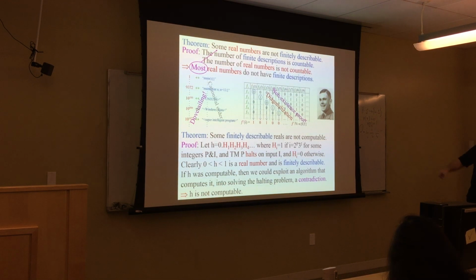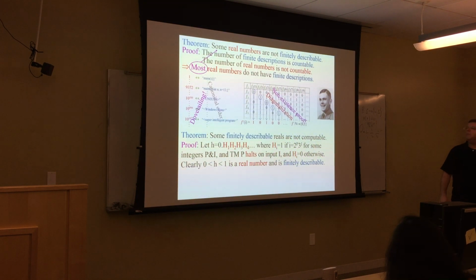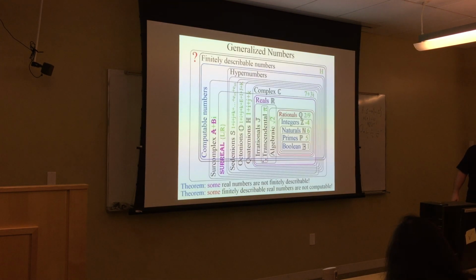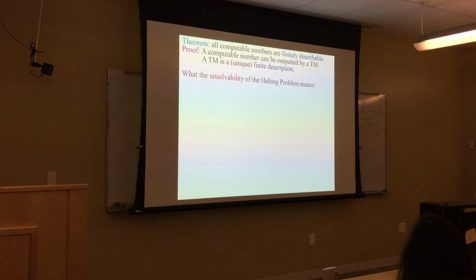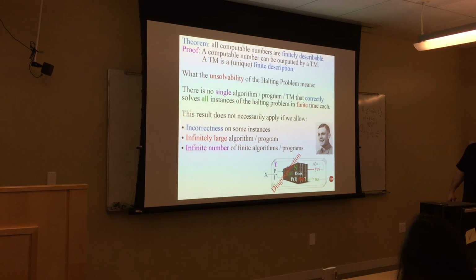So I just gave you a real number that's finitely describable, but not computable. Okay, so I fulfill this promise to show you an example of one of these in red. Finitely describable, real number that's not computable. There's no algorithm to compute its digits. Okay, a few more subtleties.